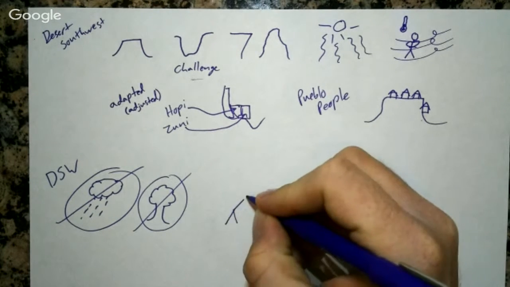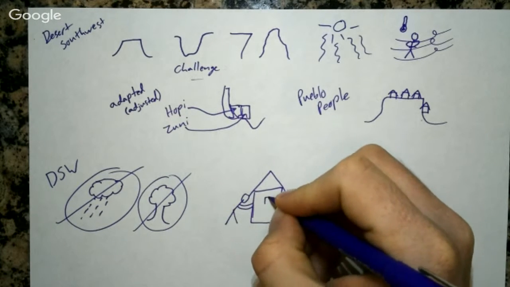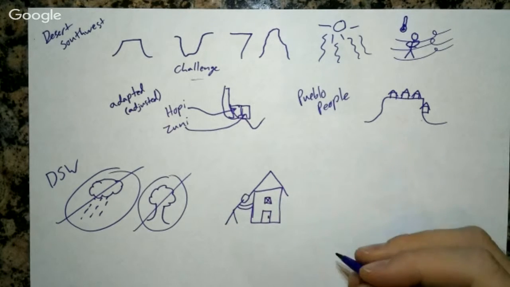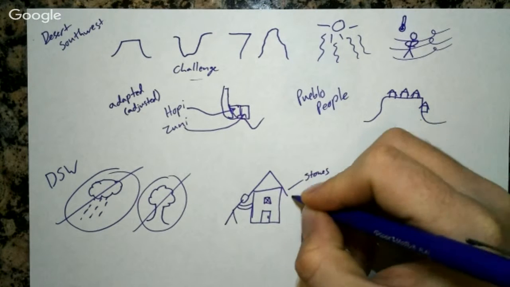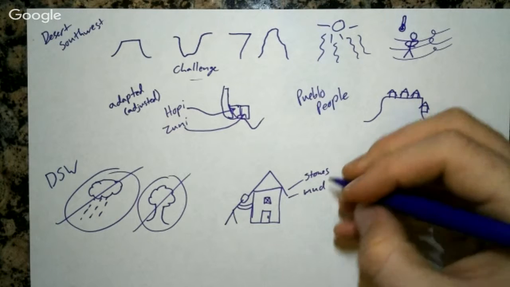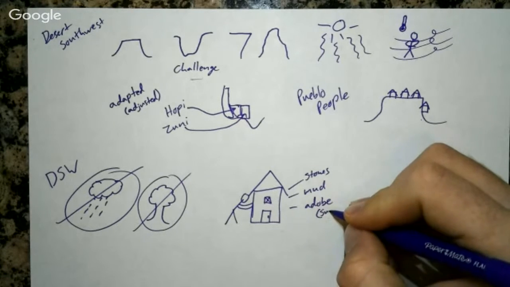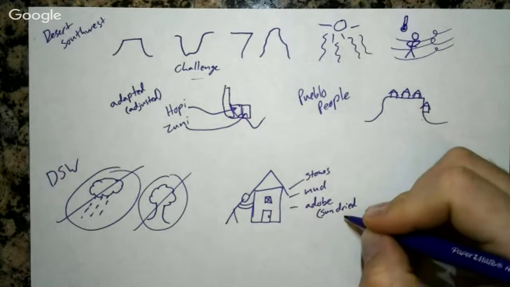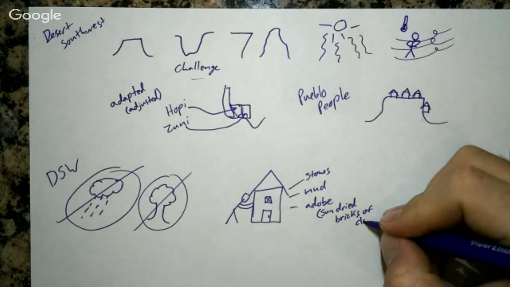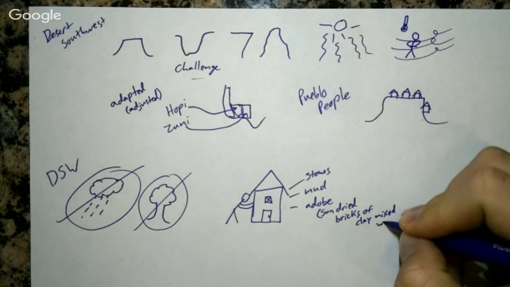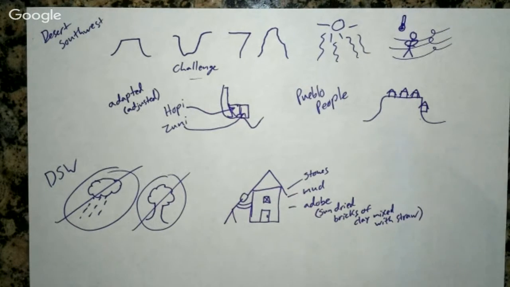So I'm going to go ahead and draw a person, and the person's going to be building a house. There we go. That's a house. All right. And this house is made out of what? Some of it was made out of stones, mud, and what else? There was something else. Adobe. And adobe is sun-dried bricks of clay mixed with straw. Now that is the language of the discipline, so we're going to want to make sure that we have that.